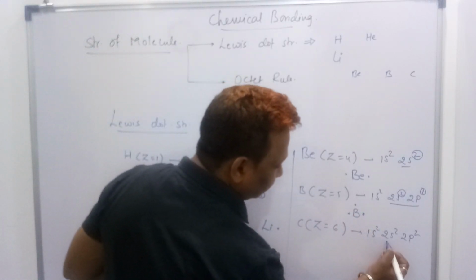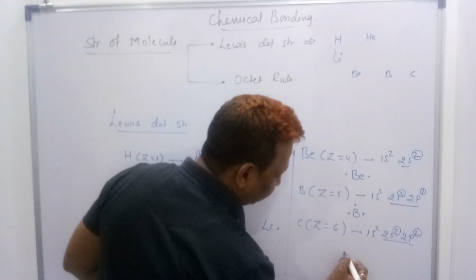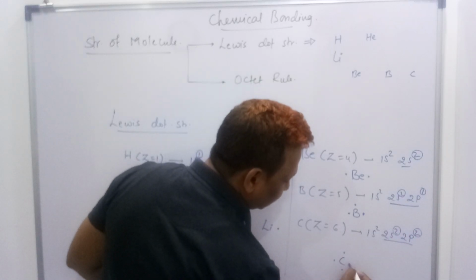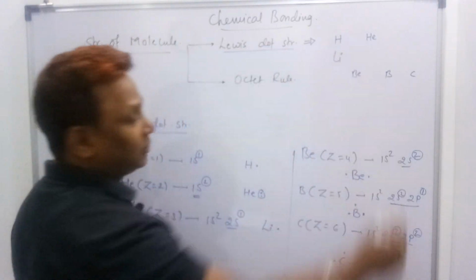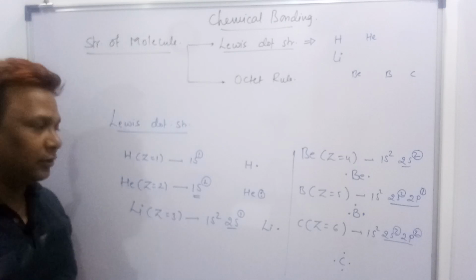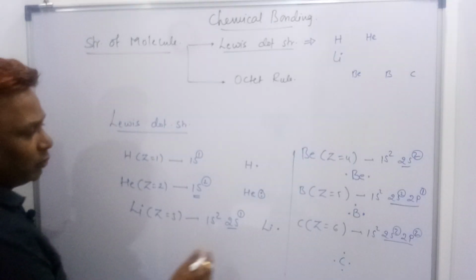Go for carbon. In the valence shell, the total number of electrons present is 4. Carbon: 1 dot, 2 dot, 3 dot, 4 dot. In such a way we are able to draw the Lewis dot structure for all the elements present in the periodic table. So these are the things required, which I have given here. Few more examples are here.